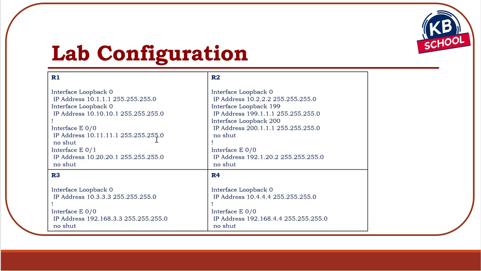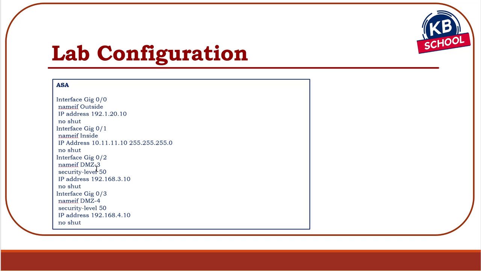I've also given you the basic or the initial config of router 1, router 2, router 3, router 4 with the loopbacks and the Ethernet interfaces configured. This is the config that I just went through. The interface Gig 0/0, set the name and the IP address. Gig 0/1 did the same thing. Gig 0/2, Gig 0/3 did the same thing, with different IPs between Gig 0/2 and 0/3 and the same security level, but the rest is the same.